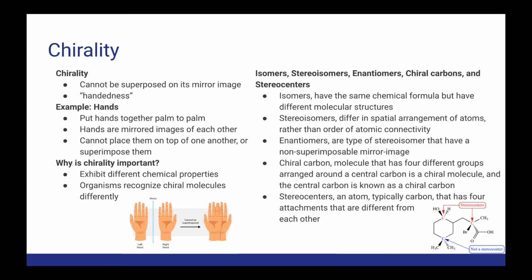A molecule that has 4 different groups arranged around a central atom is called a chiral molecule, and the central carbon is known as a chiral carbon. Now, a stereocenter is an atom that is bonded to 4 different unique atoms. If we look at this image here, we can identify that this molecule has 2 stereocenters, because that is where carbon atoms are bonded to 4 different atoms. However, it does not have a stereocenter at the bottom because the carbon is bonded to 2 other carbons. And that will just about wrap up chirality.